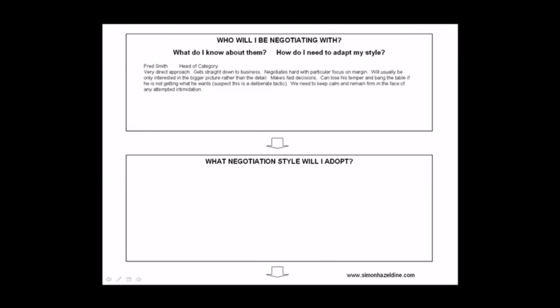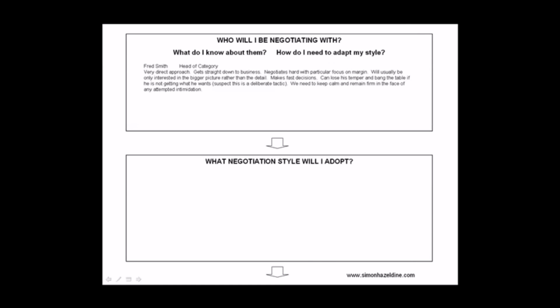He's a bit of a big picture thinker, Fred. He doesn't really dig into the detail very much, so we just need to be prepared for that. And he makes fast decisions. So it could potentially be we get a decision in the first meeting with him. However, he can lose his temper and bang the table if he's not getting what he wants. Kind of suspect that this is a deliberate tactic, but we need to keep calm and remain firm in the face of that sort of intimidation if he does start banging the table.